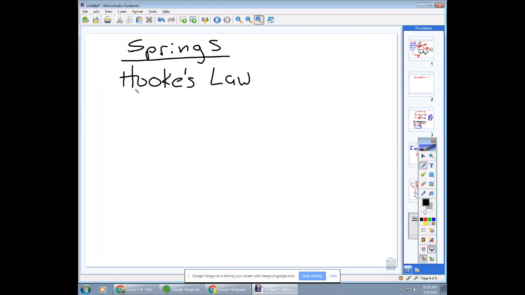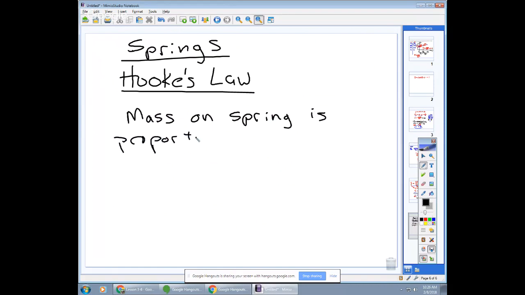All right, so I'm going to talk about what's called Hooke's law for working with springs. Hooke's law says that the mass that's placed on a spring is going to be proportional to the displacement of the spring. And I'm using the word displacement for a reason, because there's 2 ways this situation could work.